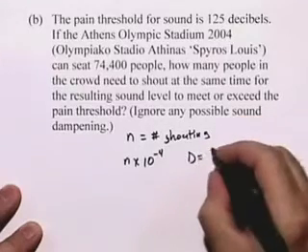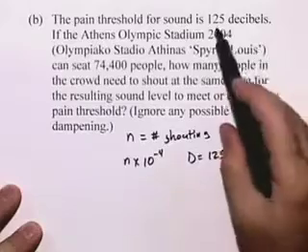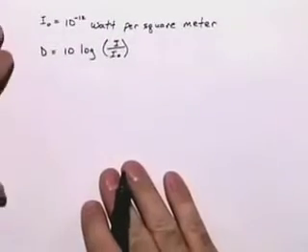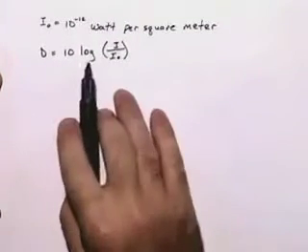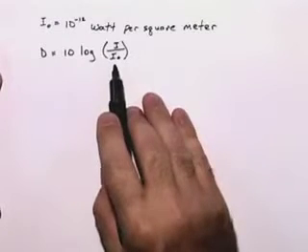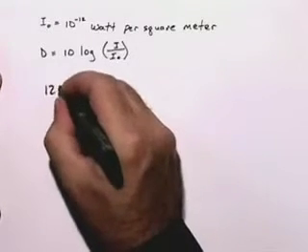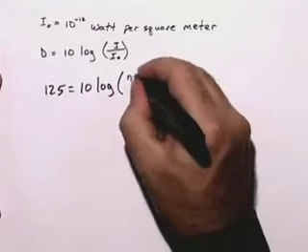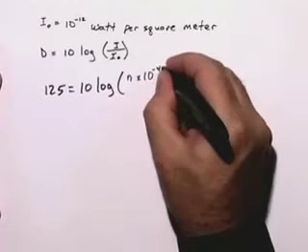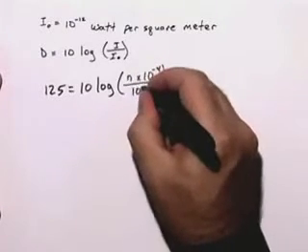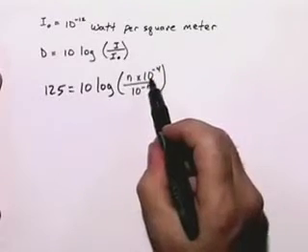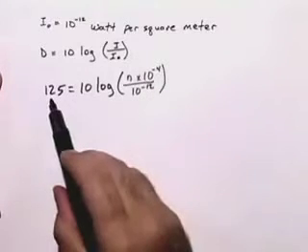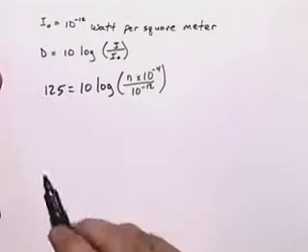We're going to let D be 125, since that's the pain threshold, 125 decibels. If we go back to our equation for D, where D was 10 log base 10 of I over I sub 0, we end up with 125 equals 10 times log base 10 of N times 10 to the negative 4th over 10 to the negative 12. Where N times 10 to the negative 4th was the intensity for N people shouting. 10 to the negative 12th was our constant, and we were letting the pain threshold be 125 decibels.